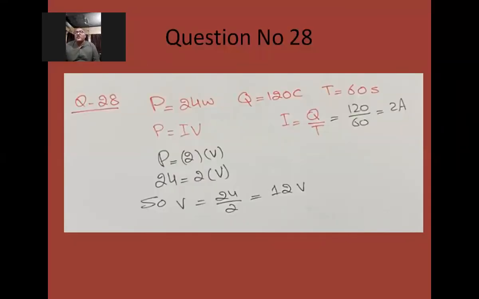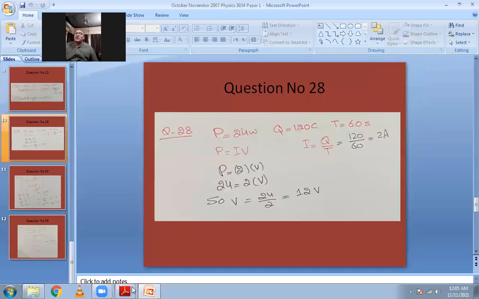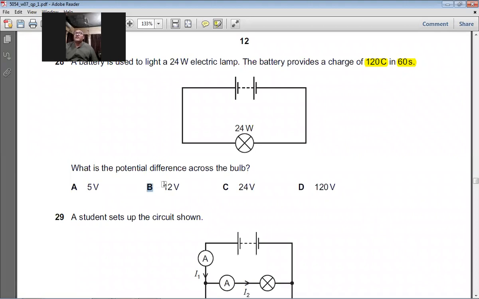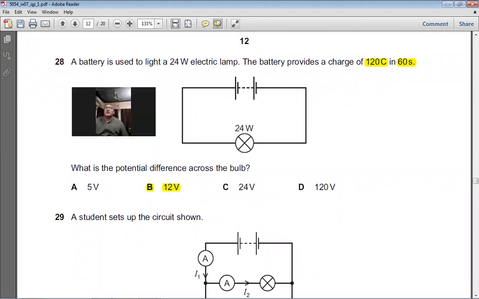P is equal to 24 watt. The charge flowing is 120 coulomb. The time in which the charge flows is 60 seconds. So I will be Q divided by T, so it will be 120 divided by 60, which is 2 ampere. Once you know the current flowing, I can apply the formula of the power. Power is equal to IV. The power is 24, the I is 2 ampere, and the voltage is the question. So V will be equal to 24 divided by 2, and that will be 12 volt. So question number 28, 12 volt, B is the right option.